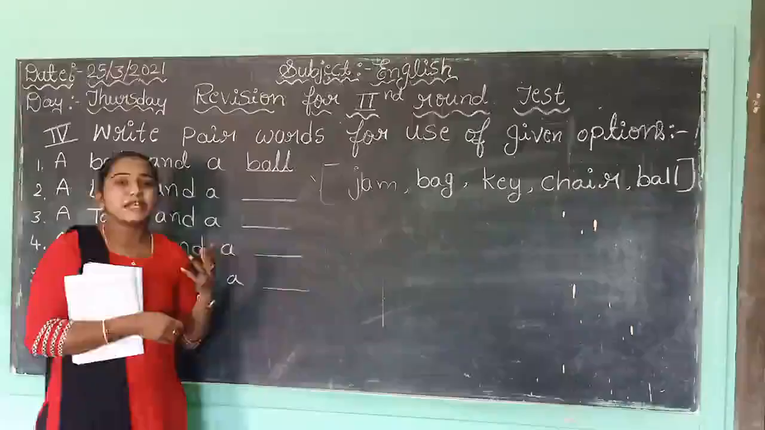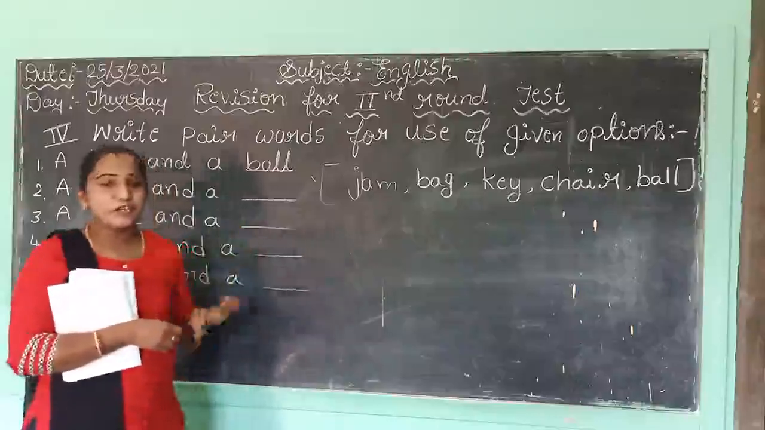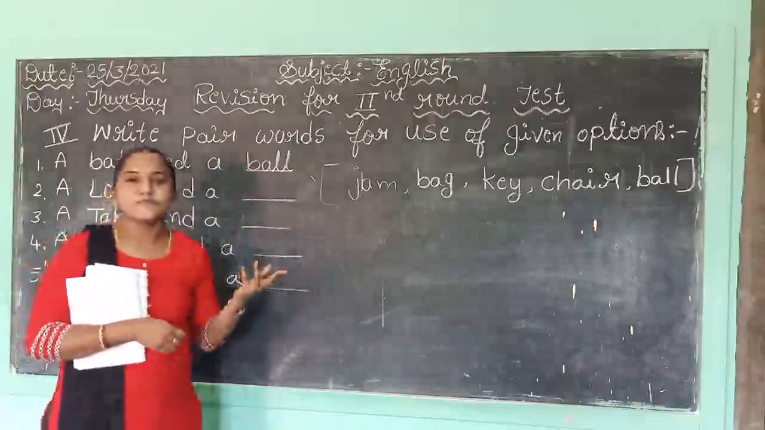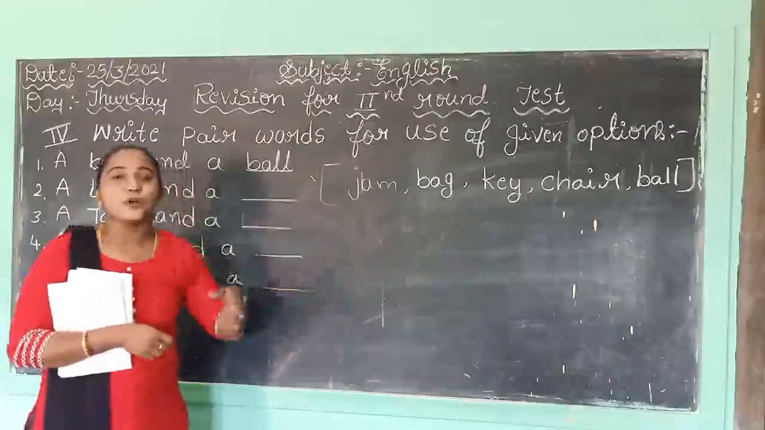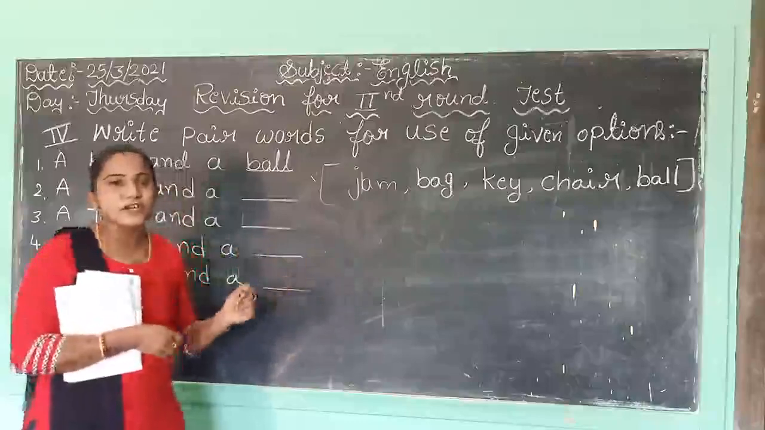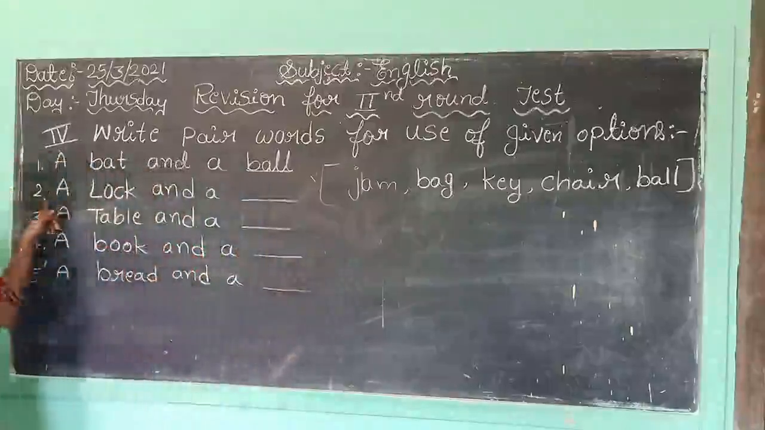So we can play cricket with a bat and a ball. We cannot play cricket without a ball. Okay, we cannot play the cricket without a ball. So we need both, a bat and a ball. Okay, this is pair words, jodi padagal. Next, let's go to the second one, children.